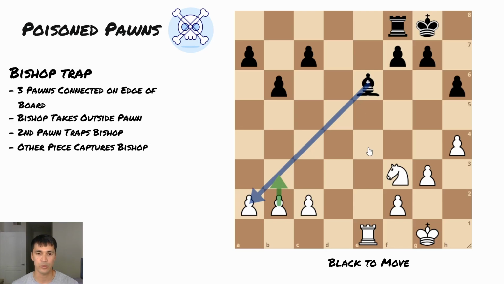So if black captures the poison pawn, white is going to push their second pawn to trap the bishop, stop it from retreating. Then they're going to bring in another piece, in this case the rook, to come over and then pick up that bishop. So let's see that play out.